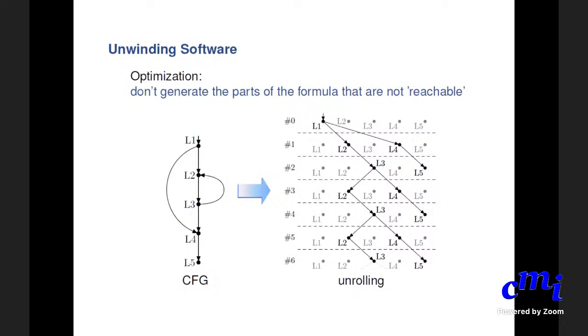If you're dealing with hardware, the unwinding that I showed before in terms of the transition system is fine, because hardware doesn't have a CFG. But for software, any kind of unwinding is better if you do it over the paths, especially when you unroll the loops. And that is what CBMC does.